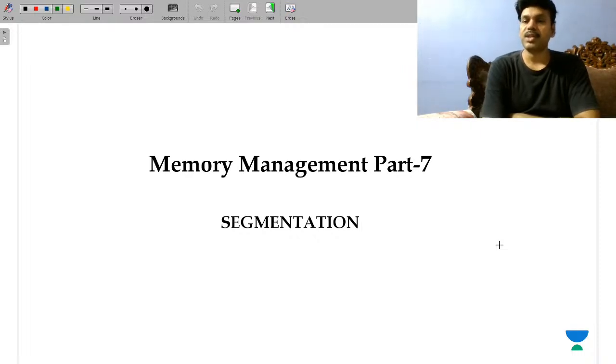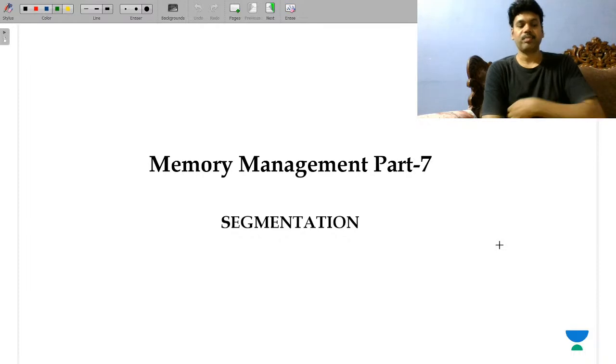Why are we going for segmentation? Why are we not restricting ourselves and satisfying only with paging? Why is segmentation being used nowadays? We are going to learn that in this session.